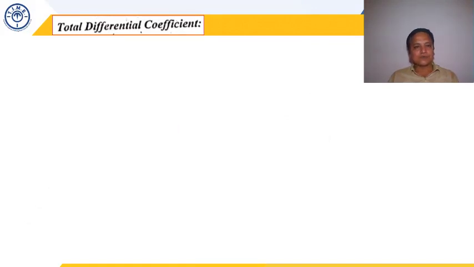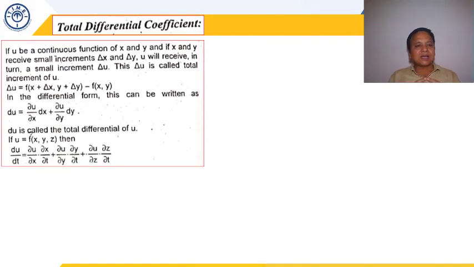Now total differential coefficient. If u be a continuous function of x and y, and if x and y receive small increments delta x and delta y, you will receive in turn a small increment delta u. This delta u is called the total increment in u. So delta u is f(x plus delta x, y plus delta y) minus f(x, y).